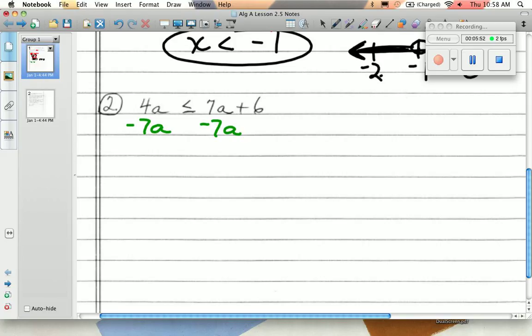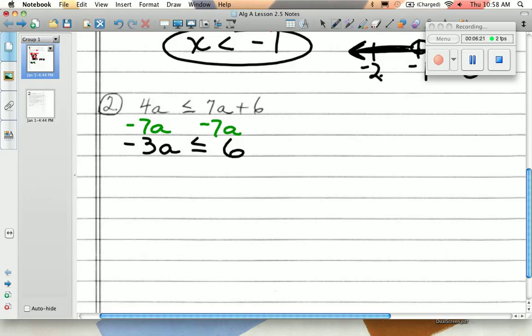And some of you, if you would have started by subtracting 4A, kind of lose track of what should happen because you take 4A away from 4A and you forget to put a 0 there. So what is 4A take away 7A? Negative 3A. And we have 6 left on the other side. Okay, what would be our next move?